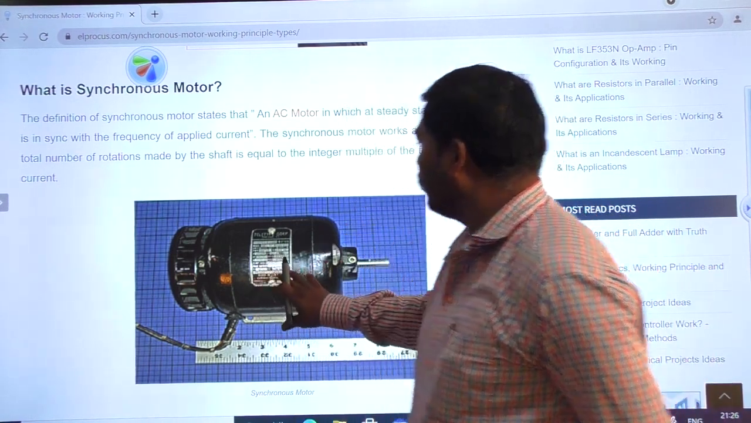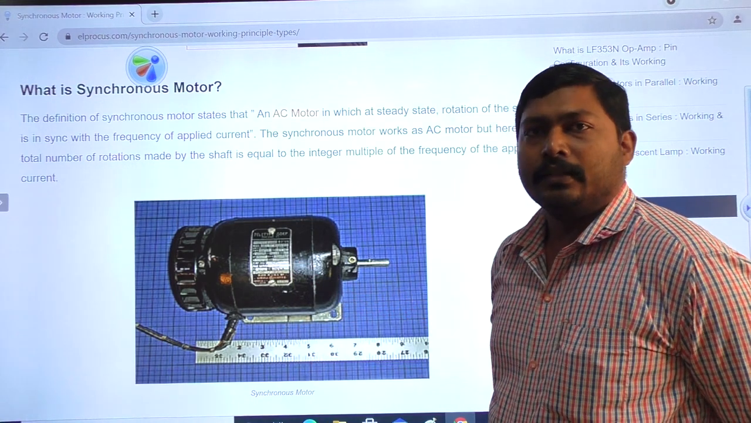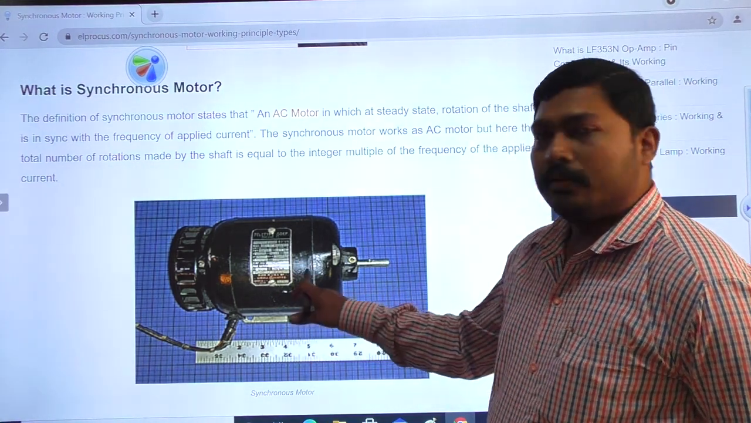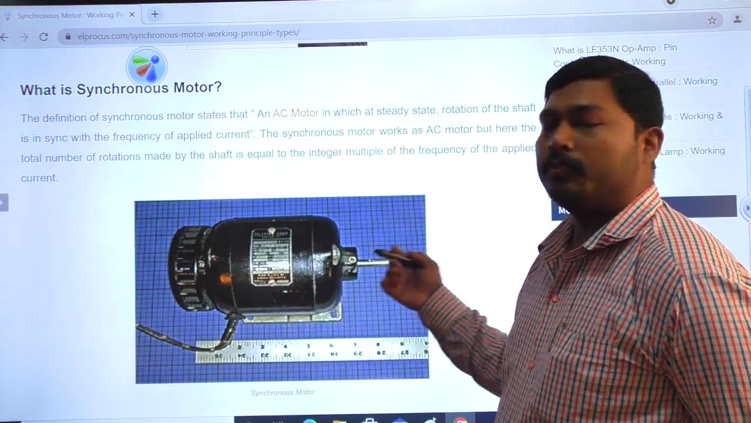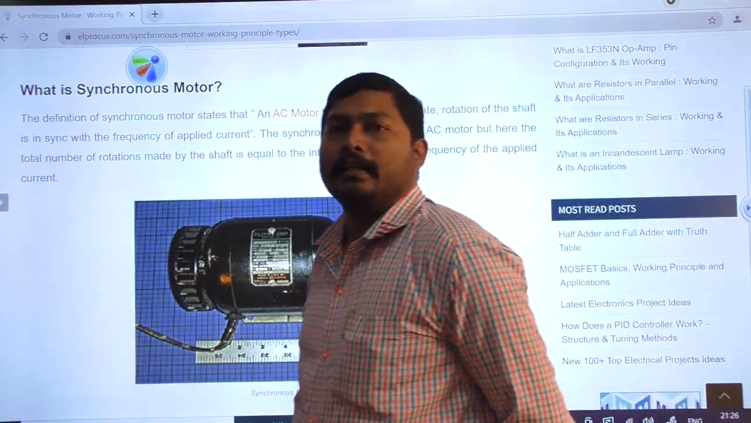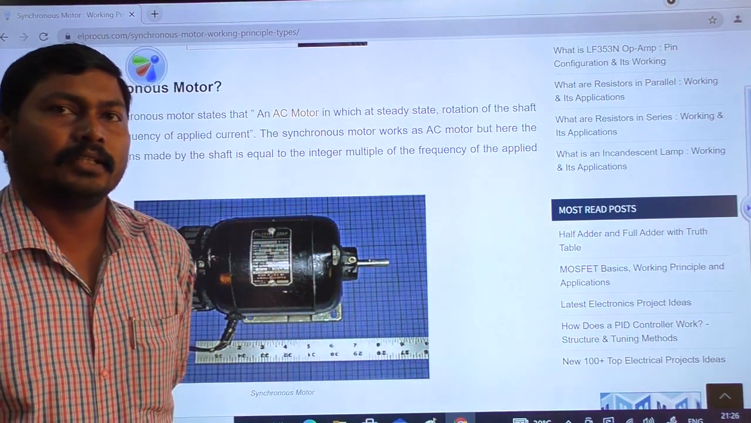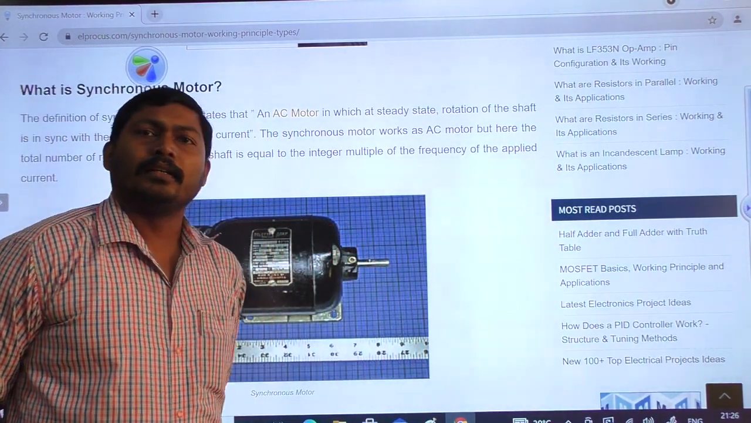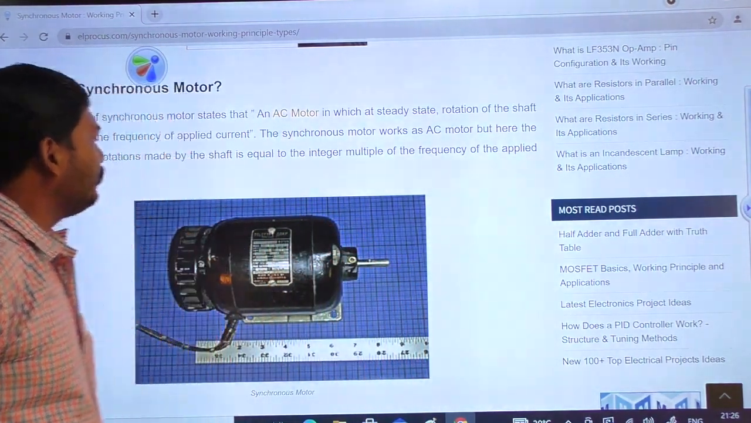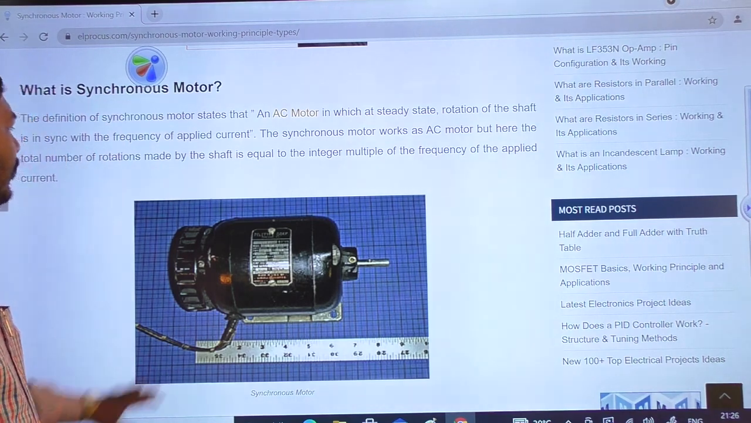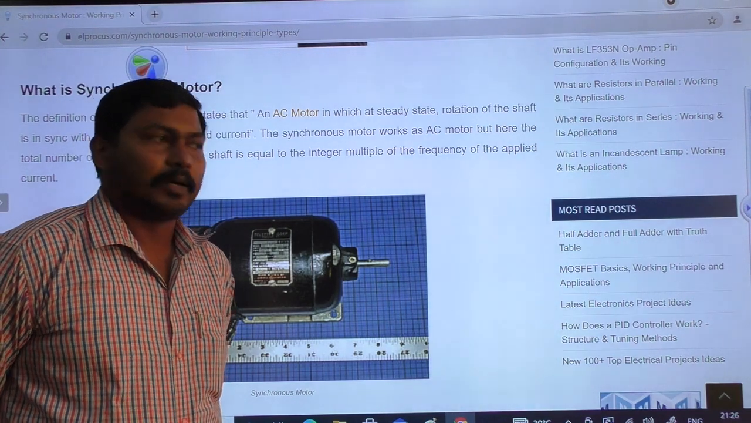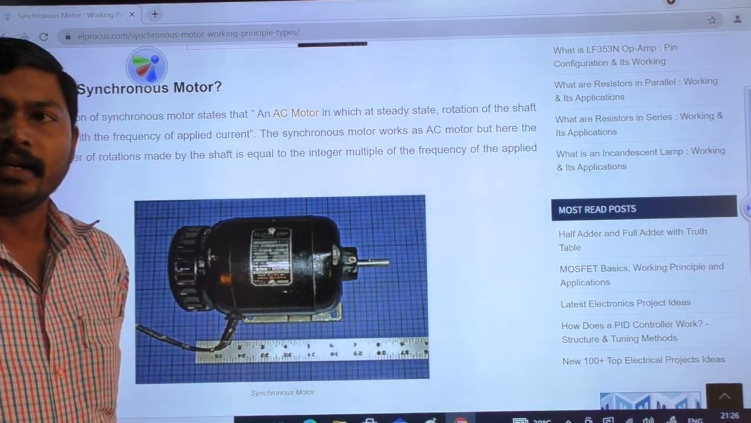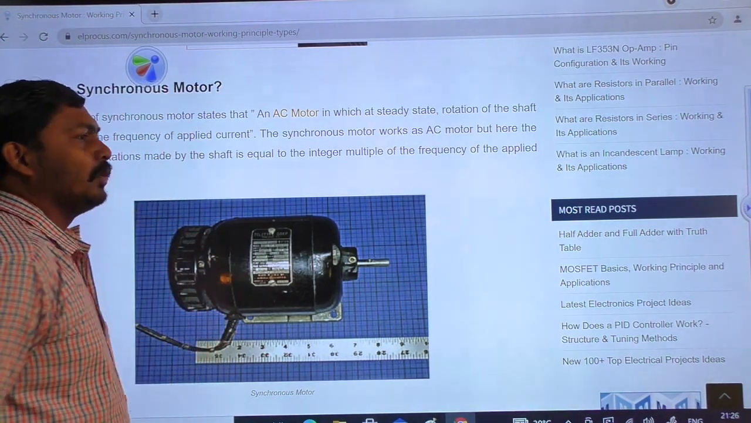So this is a motor which is shown on your screen now. We have to put in supply, that means three-phase supply, and we'll get the output in terms of mechanical output. That means we'll get rotation. Now let us understand how this will get rotated. Basically it has a stator and a rotor. So there are two parts: one is the stator part, the other is the rotor part.